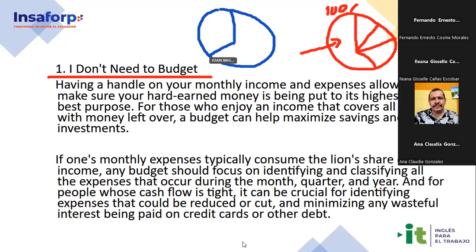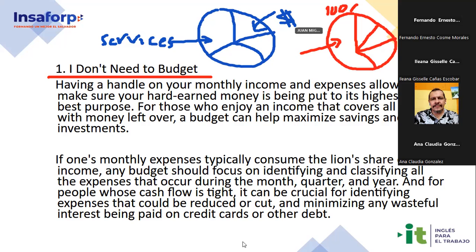For example, those are maybe services, things that you need at your home or to commute to your work and something like this. Another piece of the cake for food, or for your basic things at your home. Another for some expenses that, okay, are not needs, but are like having fun or something like this. And another for savings. I had to reorganize all my budget.